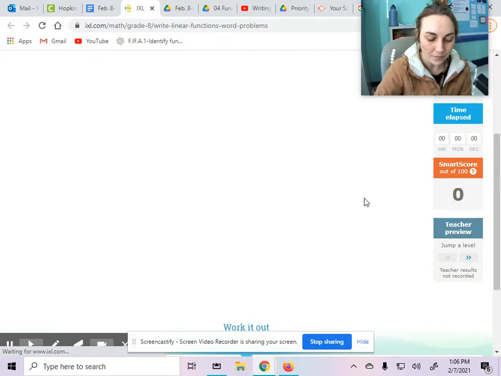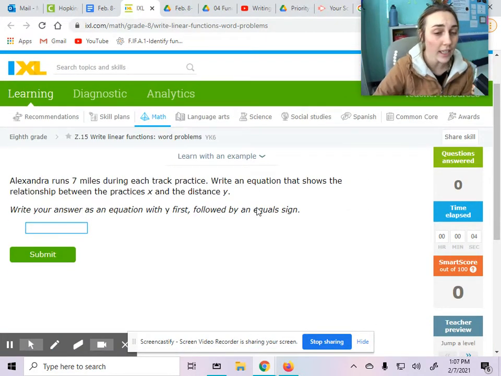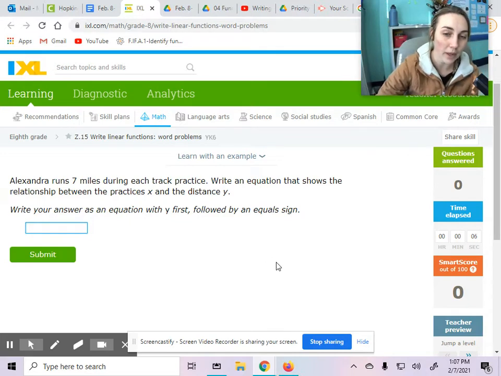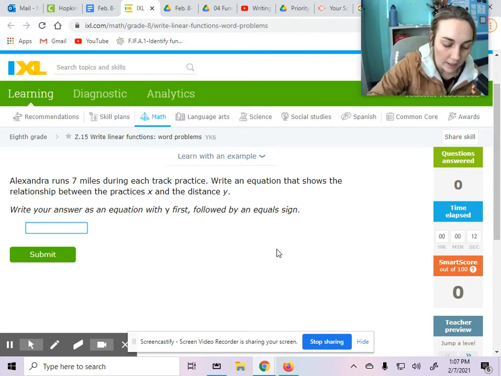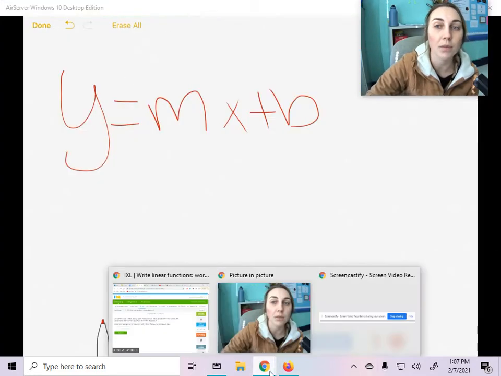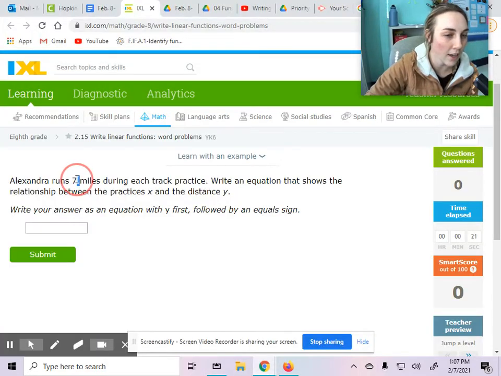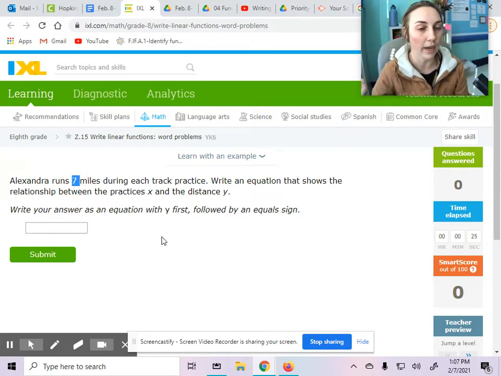and let's go ahead and get started. So Alexandra runs 7 miles during each track practice. Write an equation that shows the relationship between practices x and distance y. All right, so here is our equation, our slope-intercept form. I have that written down here. We need to find our slope and our y-intercept. But as you can tell, there's only one number here. So we need to figure out, is that our slope or is that our y-intercept?